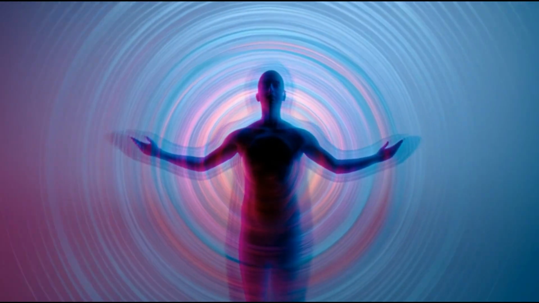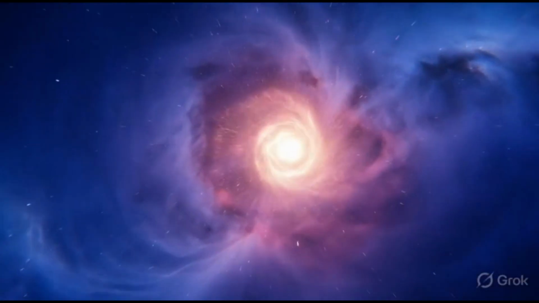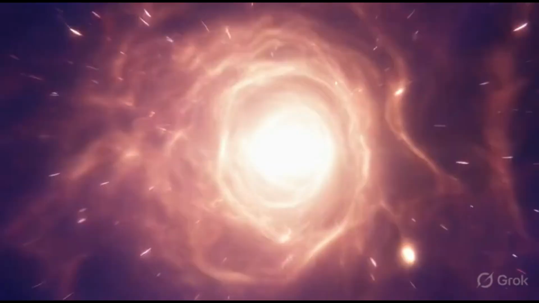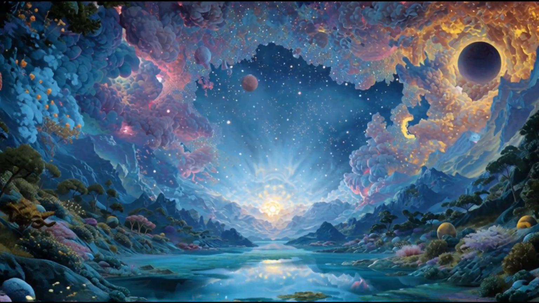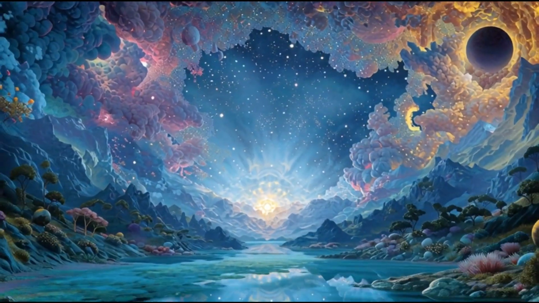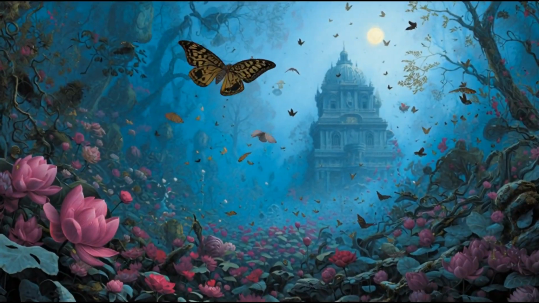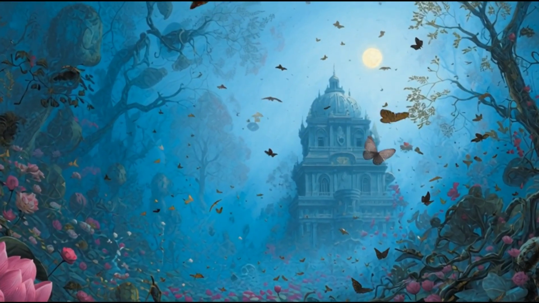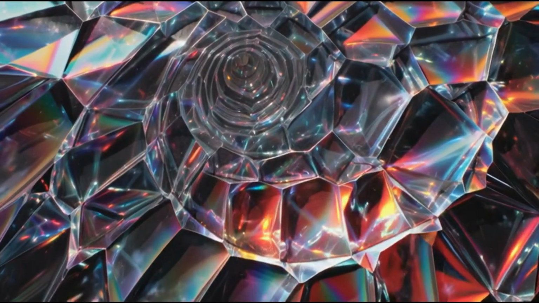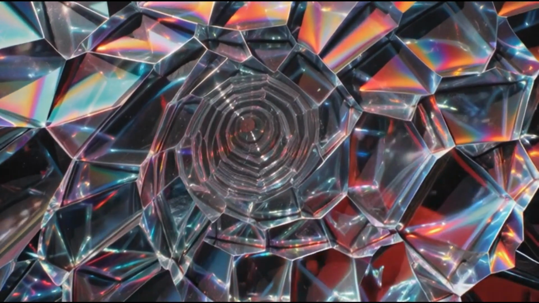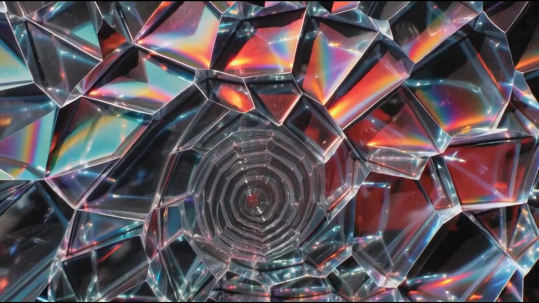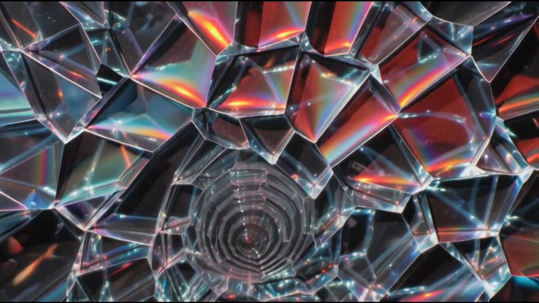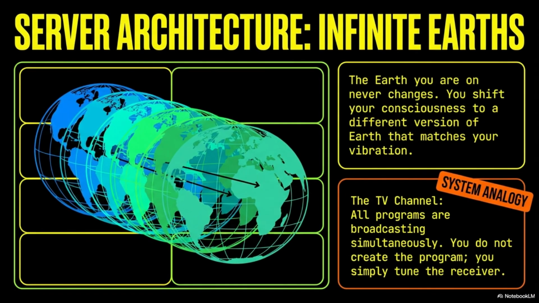Infinite Earths. Because all possibilities exist simultaneously in the eternal now, an infinite number of parallel Earths exist right beside us. The version of Earth you're perceiving right now never changes. Every time you make a choice or change your belief, you're actually shifting your consciousness to a completely different version of Earth.